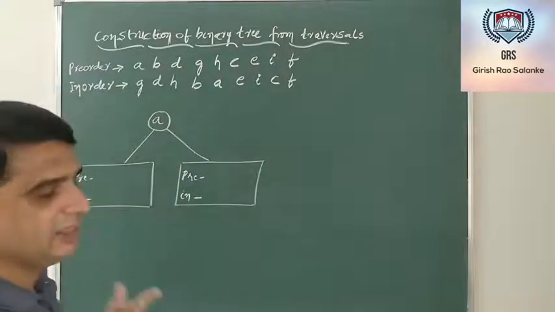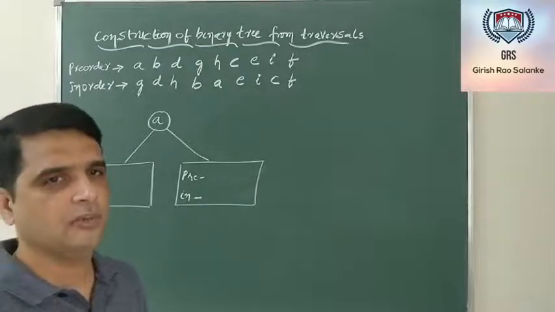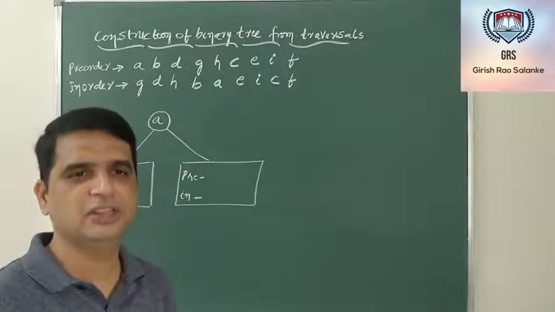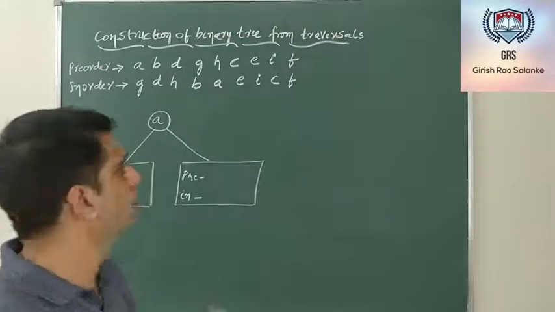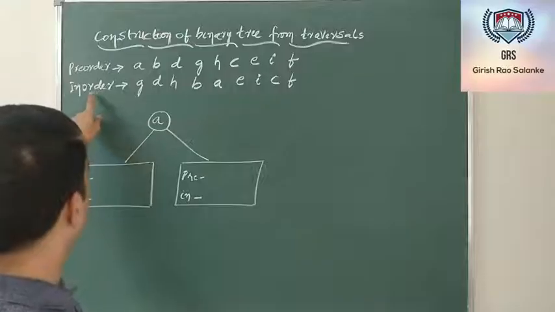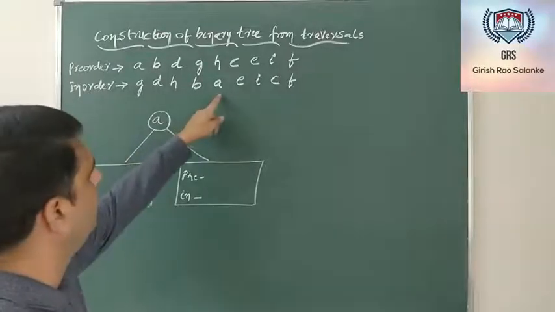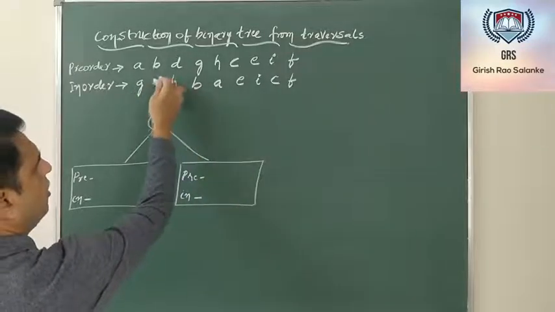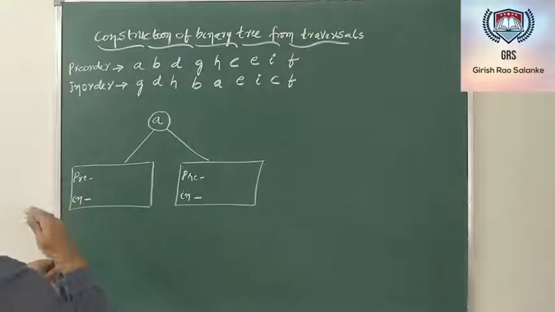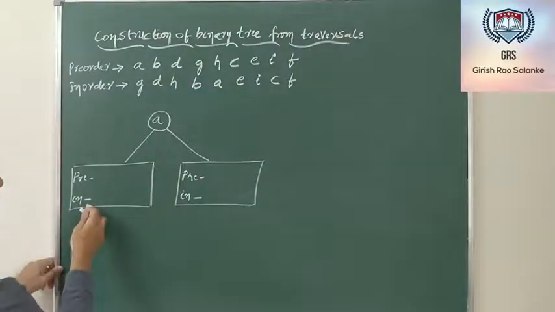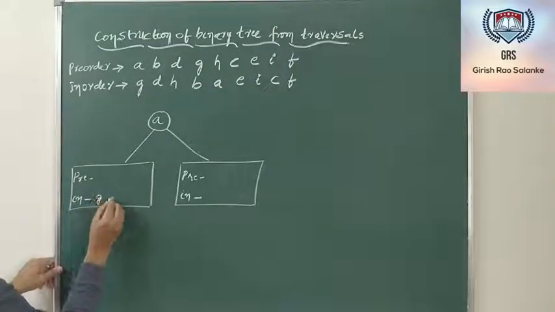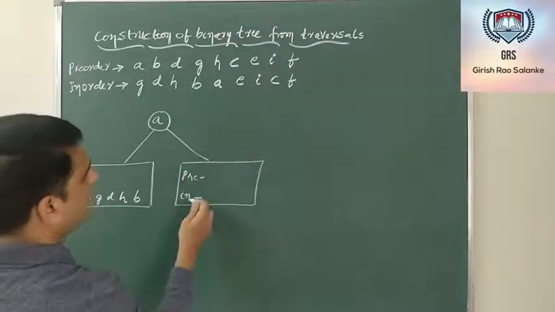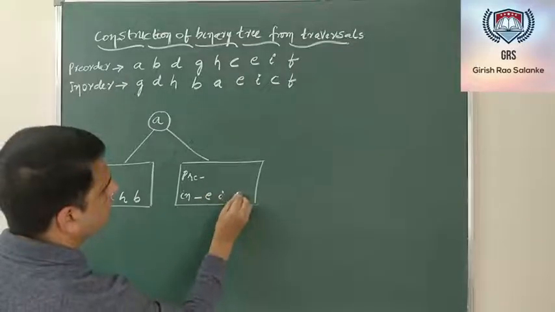Now, the other information that I can get from in-order traversal is that, after visiting all the left nodes in the left subtree, I should visit the root node. So if I see the placement of A in the in-order, to the left side of A, I have 4 nodes. So these 4 nodes have to be on the left subtree of A. So my in-order, I'll write it as G, D, H, B, and to the right side of A, in the in-order traversal, I will have E, I, C, F.